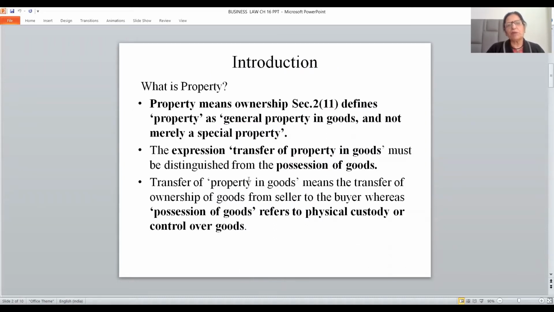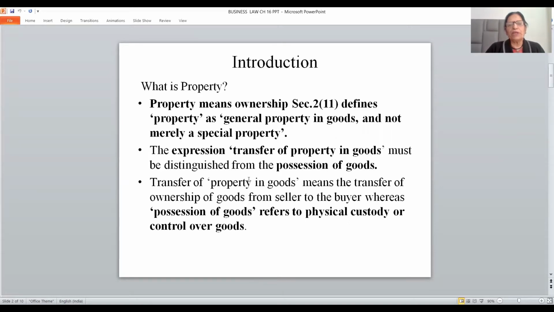So friends, what is property? You all know, friends, when we talk about contract of sale, then we do talk about ownership. It is ownership which is transferred from the seller to the buyer. So you all know the meaning of the term property, property in goods, because I have taken this term under the heading essentials of a contract of sale.